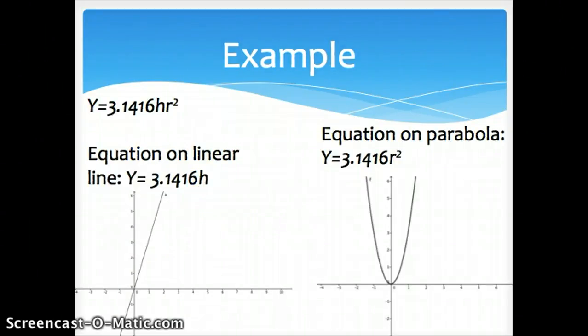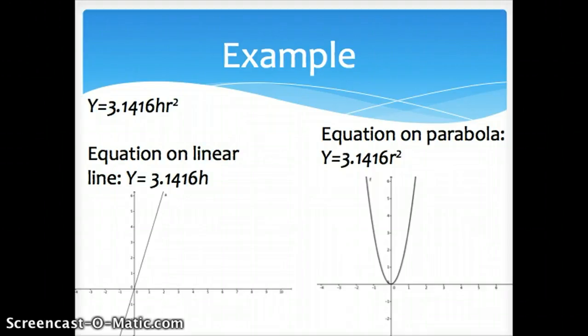So imagine you get the equation y equals 3.1416 hr squared. In this case, h and r are both independent variables. So keep in mind you cannot graph both independent variables in the same coordinate grid. So what you do is sort of separate the equation into two parts.